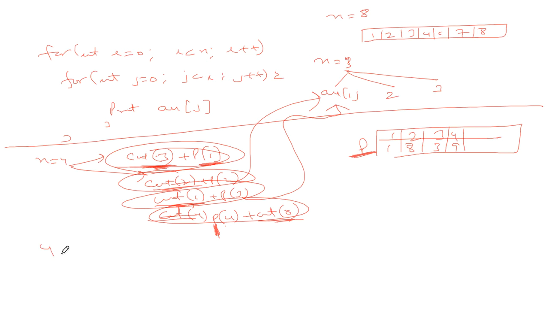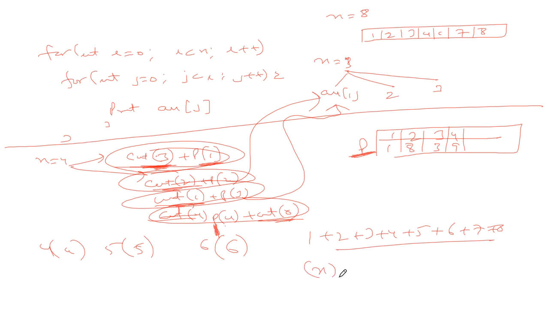Right? So for 4, it will execute 4 times. For 5, it will execute 5 times. For 6, it will execute 6 times. So how many times? 1 plus 2 plus 3 plus 4 plus 5 plus 6 plus 7 plus 8, which is what? Isn't it? So this is effectively the same thing that is happening here.